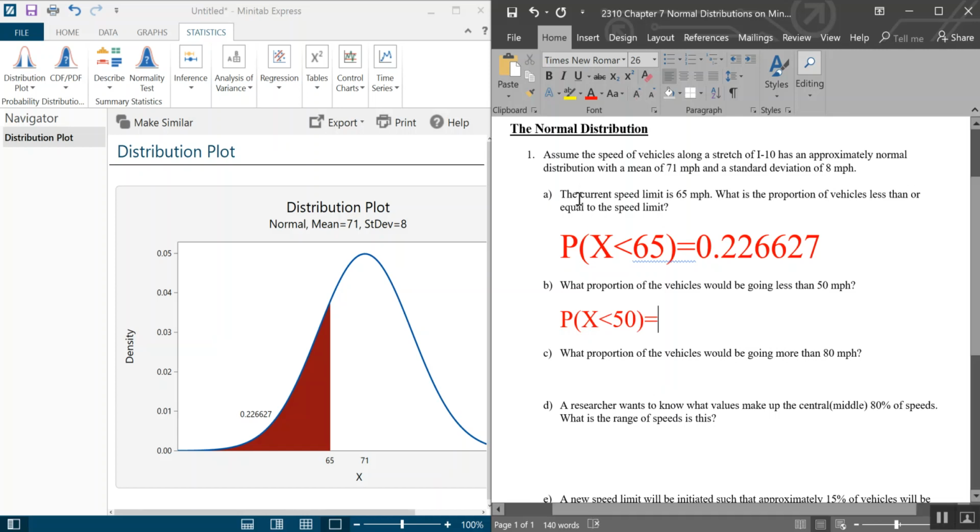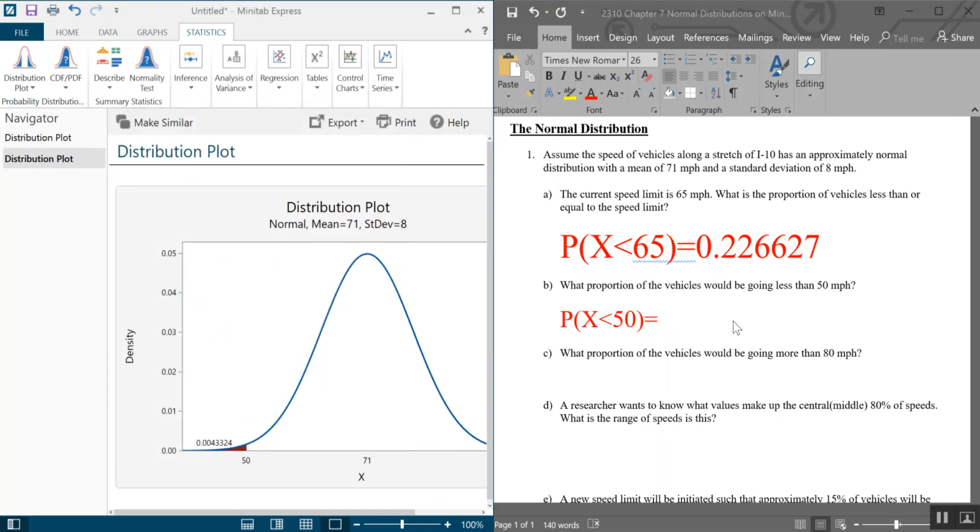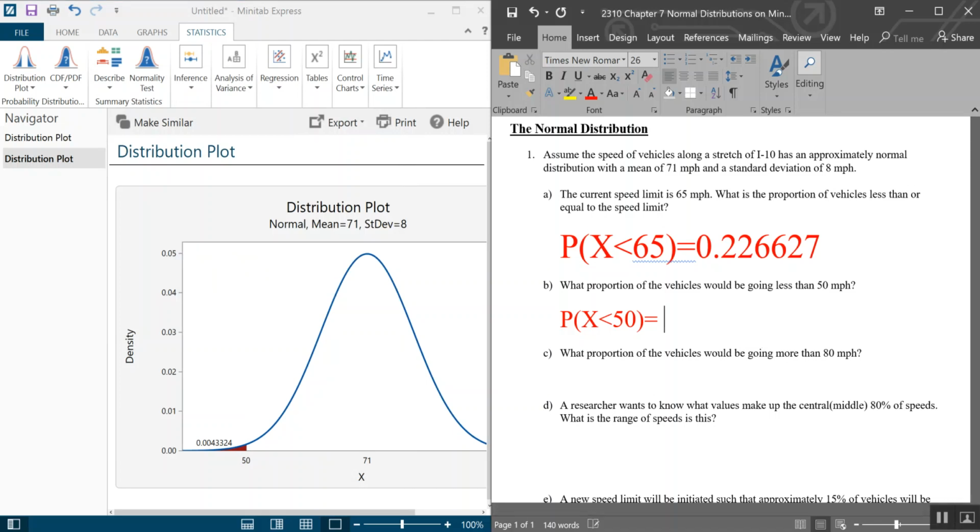So exact same idea, except my value of interest is different. It's no longer 65 miles per hour, but 50. So I'm just going to hit the make similar button. And then the only thing I need to change is this x value into being a 50. So everything's the same except for that. We're going to hit OK. And there we go, much tinier. But that makes sense, because when you think about how far 50 is away from 71, which is the average or typical value, this should be small.